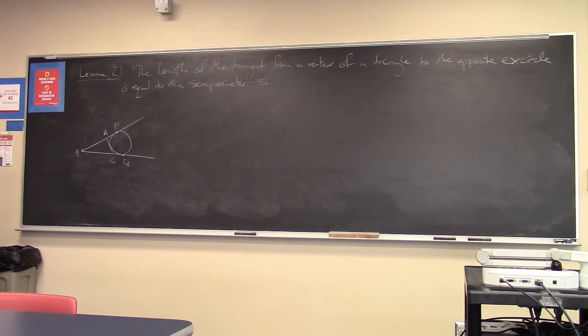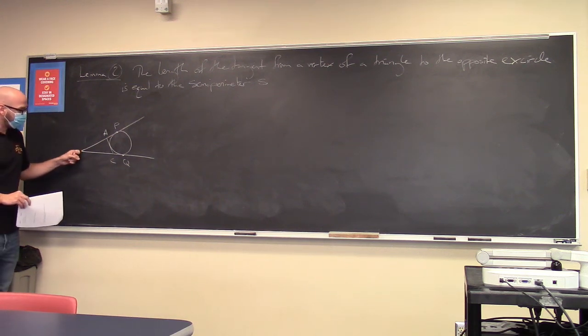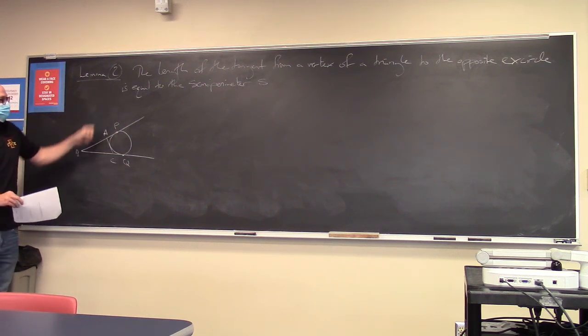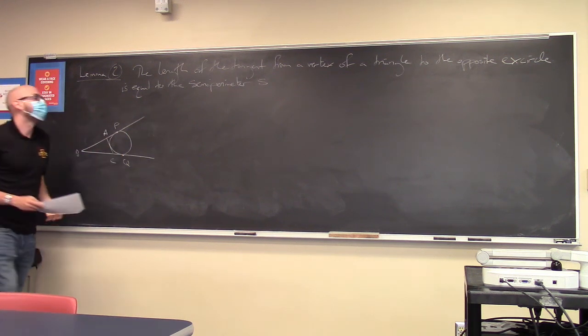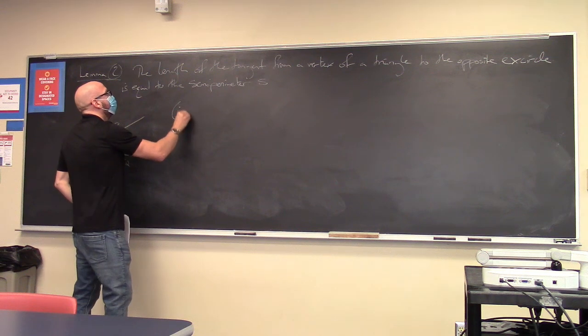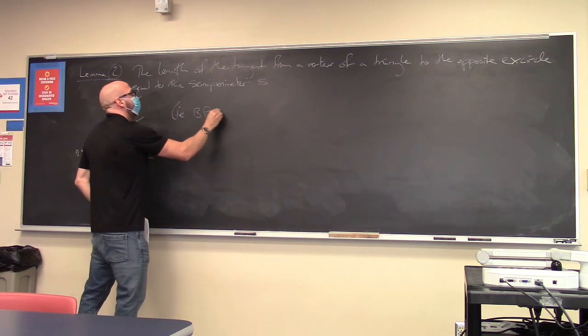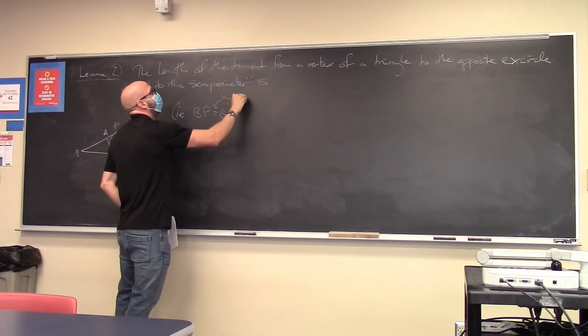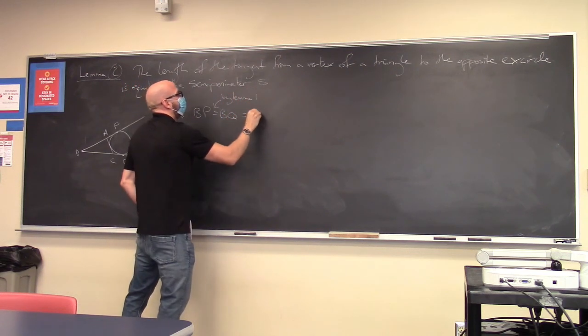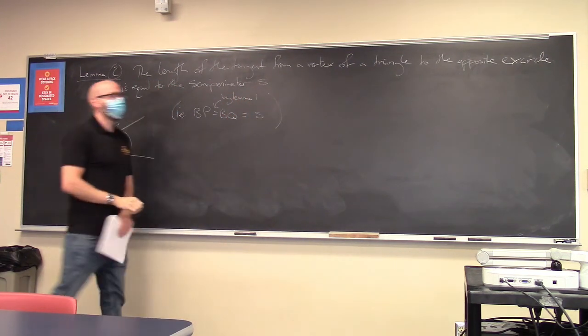What this is claiming is that by Lemma 1 I've got these two tangents drawn from the point B. By Lemma 1 I know BP is equal to BQ. This lemma says that both of them are equal to S. So BP equals BQ, that's by Lemma 1, and that's equal to S, is the claim.